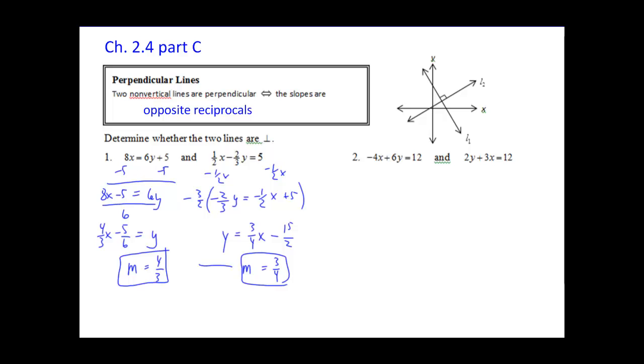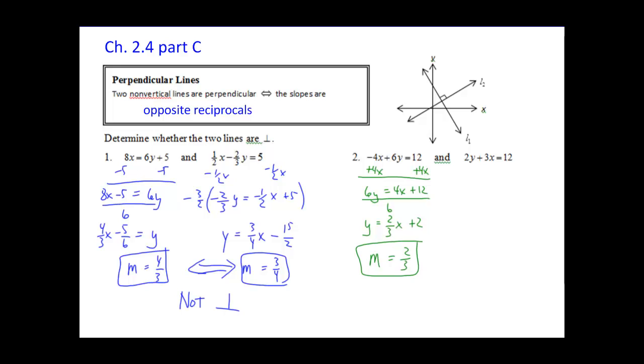So if we compare those two, one is 4/3, one is 3/4. They are reciprocals, but they're not opposites, so these are not perpendicular. Okay. Number 2, if we add the 4x, 6y equals 4x plus 12. Divide by 6, y equals reduced 2/3 x plus 2. So we know our slope is 2/3.